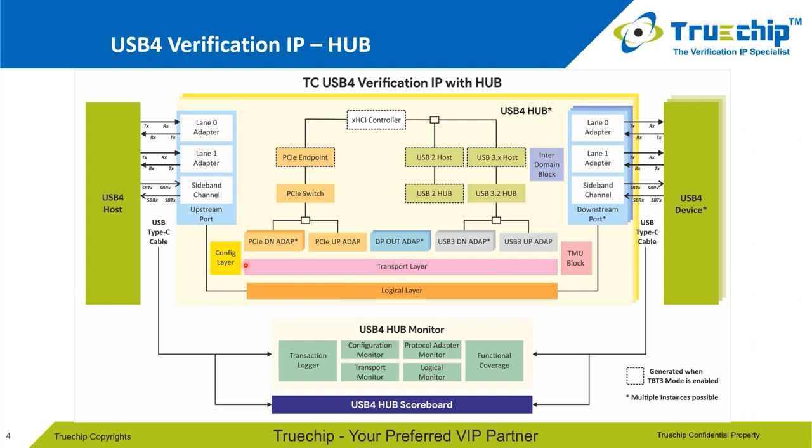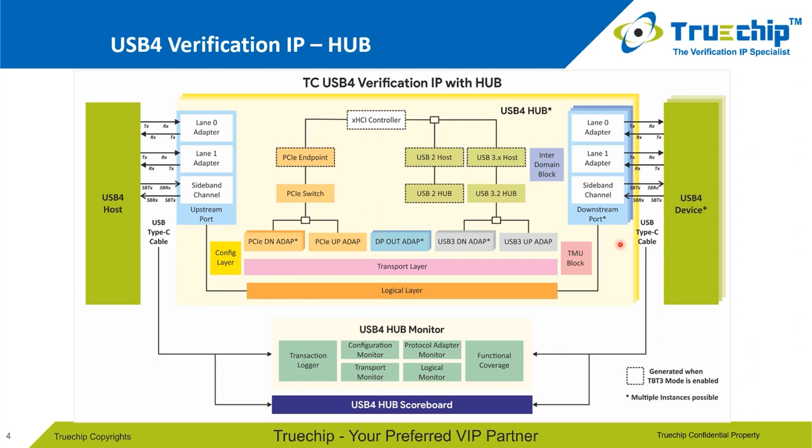It also has a configuration layer, a TMU block, and also an interdomain block to support interdomain functionality. It is capable of performing all three types of tunneling, that is PCI, DP, and USB3, for which different protocol adapters are present. There can be multiple PCI, DP out, and USB3 downstream adapters. Here, the USB 3.2 hub and USB 2 hub support their own respective control transfers like get port status, set depth, etc. and interrupt endpoint.